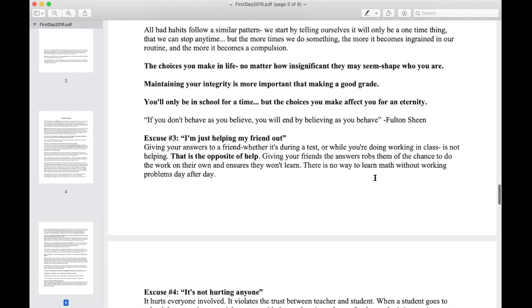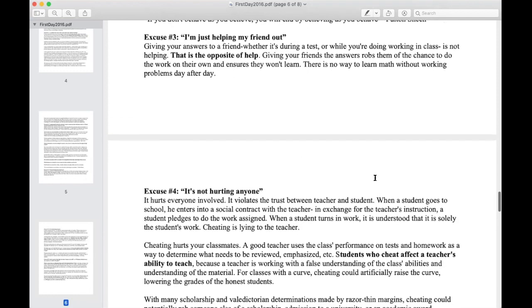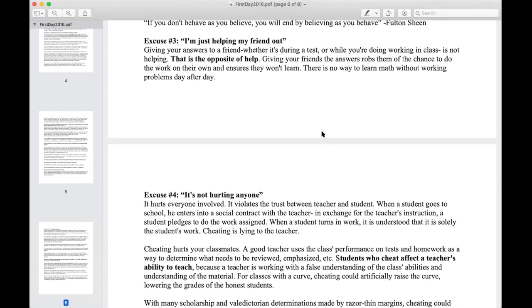For number 3, I'm helping my friend out. So it's very common to ask for help from people. They just want the answers. And so people ask to just give the answers to them because they didn't have time, they were up all night. It's not helping to just give the answer to somebody else.